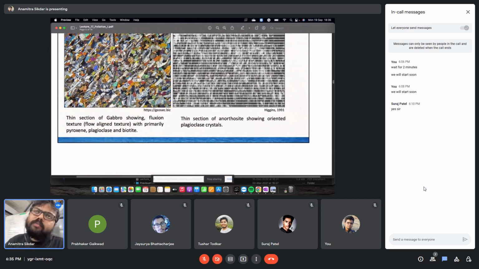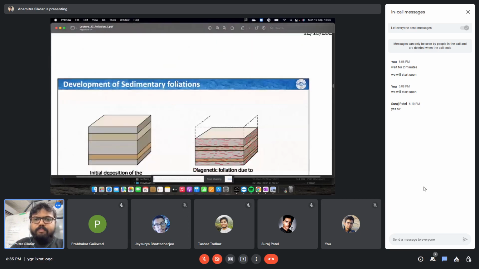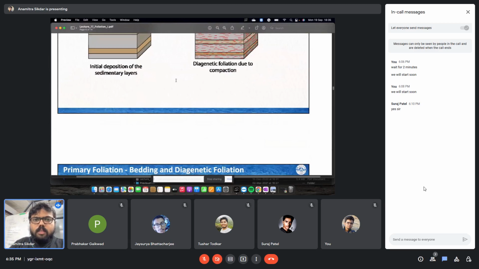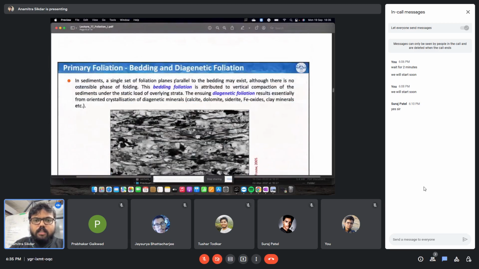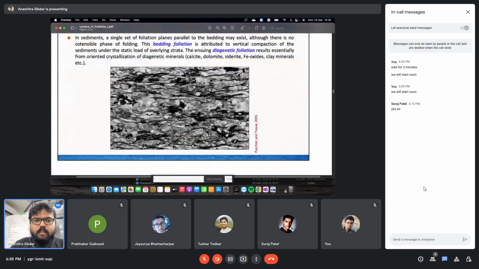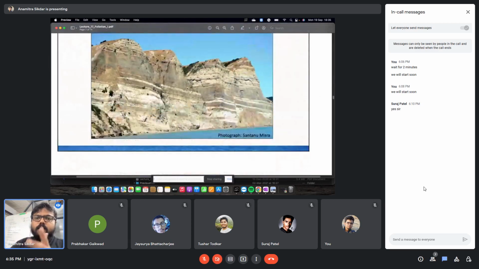What do we mean by penetrative structures? That it is present in the mesoscale, that is, the hand specimen scale, and also in the microscopic scale. All right. So these are diagenetic foliations that happen in the process of diagenesis. This is bedding foliation, as I already said, they tend to follow the horizontal line.